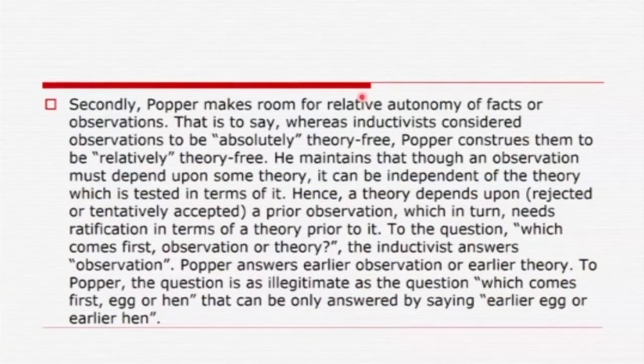Hence, a theory depends on a prior observation, whether the theory is rejected, refuted, or tentatively accepted, corroborated. Whether it is refuted or corroborated, a theory depends upon a prior observation, which in turn needs ratification in terms of a theory prior to it. To the question which comes first, observation or theory, the inductivist immediately answers, you see, observation. Observation is prior. There is a unilateral relationship between observation and theory, as we have already discussed in the positivistic schema. But Popper answers: earlier observation or earlier theory. That is why I said a theory depends on a prior observation. To Popper, the question is as illegitimate as the question which comes first, egg or hen. That can only be answered by saying earlier egg or earlier hen.